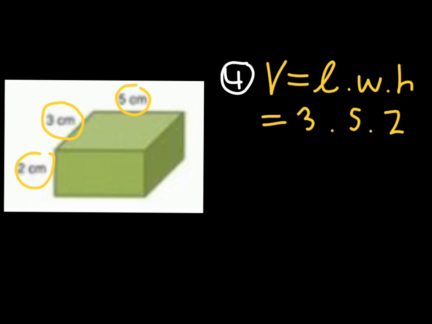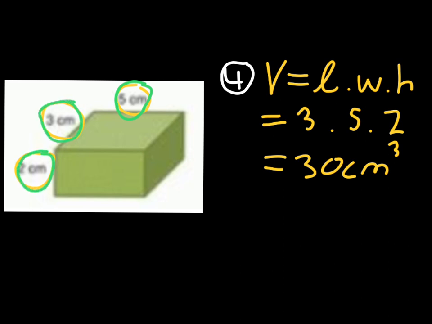This should give us 30 centimeters. And once again, we're working in the third dimension. We were multiplying 3 different dimensions by each other, so this is centimeters cubed. It didn't matter if you chose this to be your length, this to be your width, and this to be your height. You would still arrive at the same answer as long as you are not using the same dimension twice.